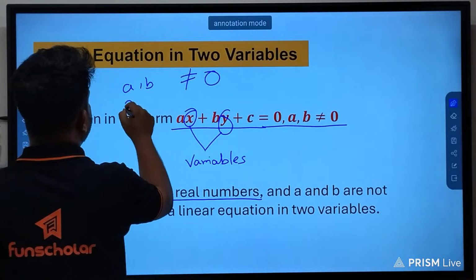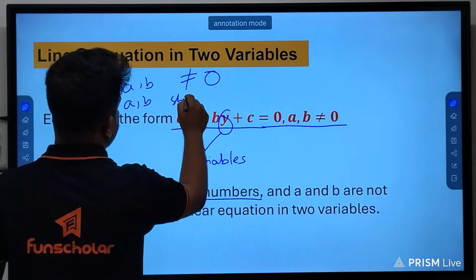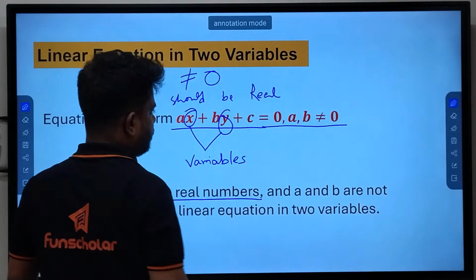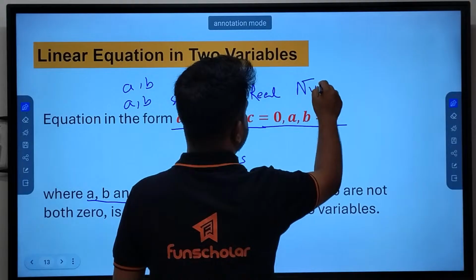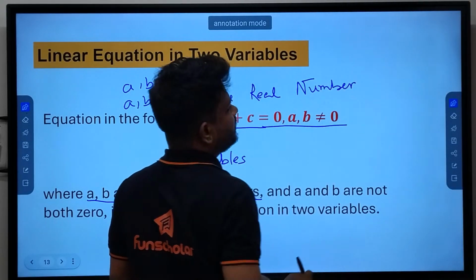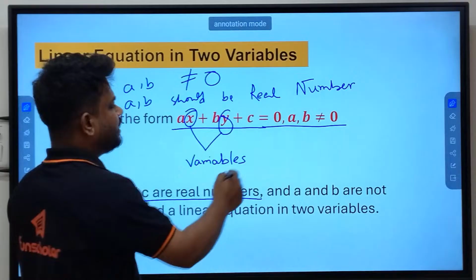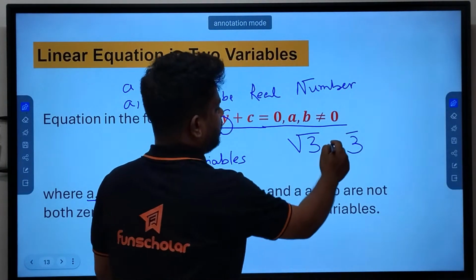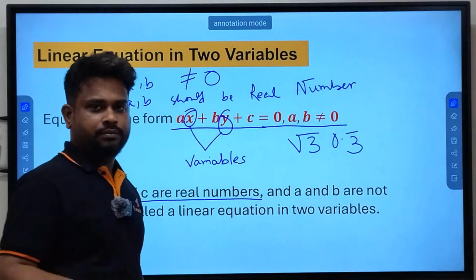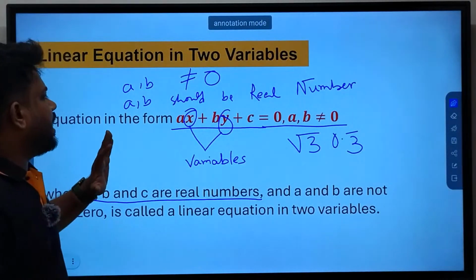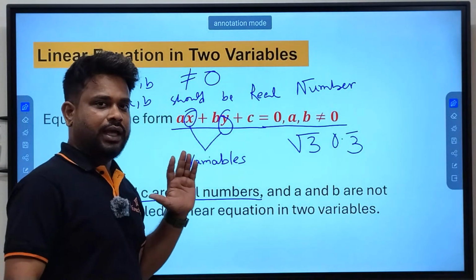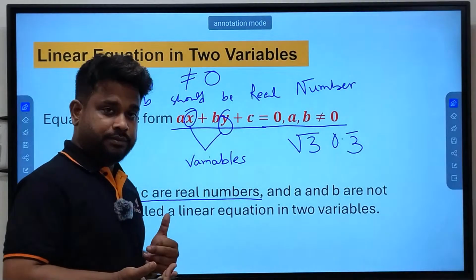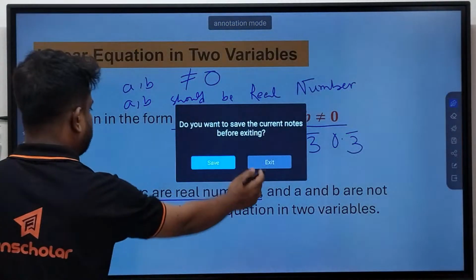And a, b, c should be real numbers. And what are real numbers? All the numbers you can imagine are real numbers, be it root 3, 3 bar, 0.3 bar and whatever. So all these numbers can be placed under a and b. Normal numbers can obviously be fitted too. So let's go further.